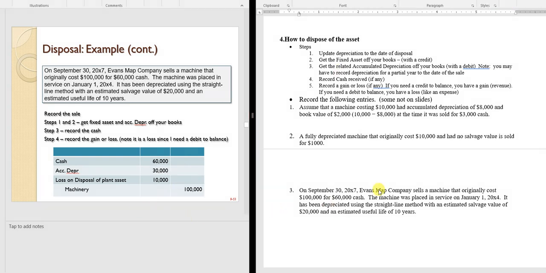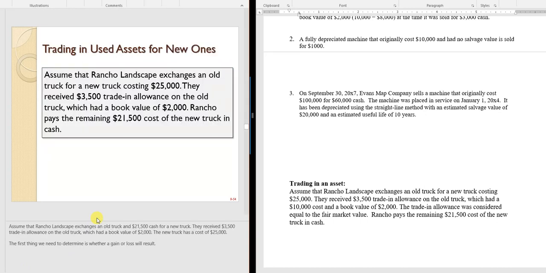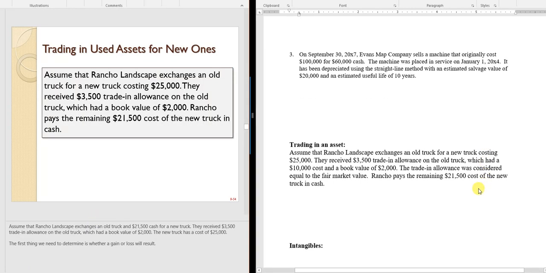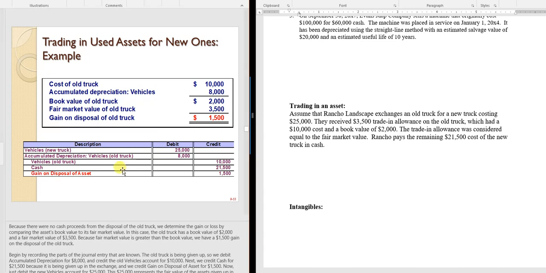Okay, that's it. Practice those. Those are difficult. I shouldn't say that's it. I think I have a couple other things. Thought I was done. What happens if I trade in an asset for a new asset? Again, I get the old asset off my books, but instead of cash, I get a new asset possibly. So look at these. I get the old asset off my books. So I have an old truck.